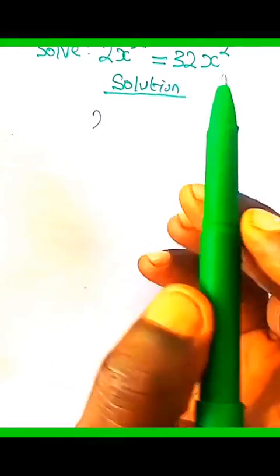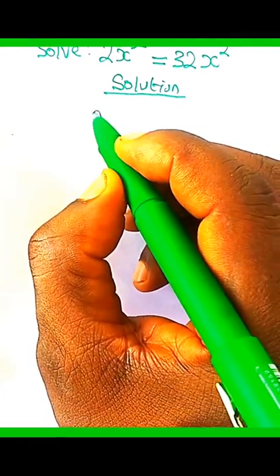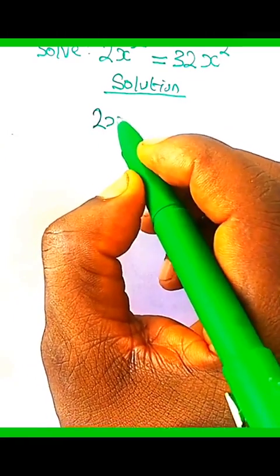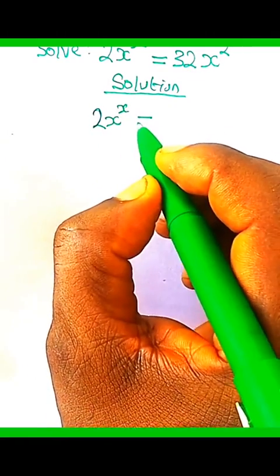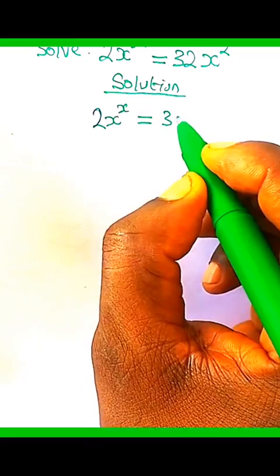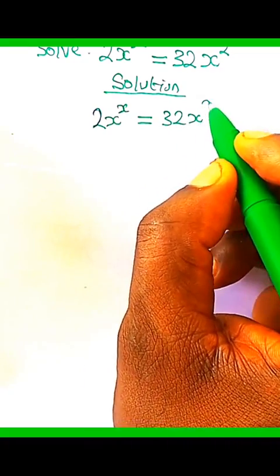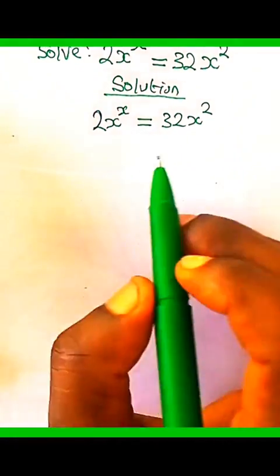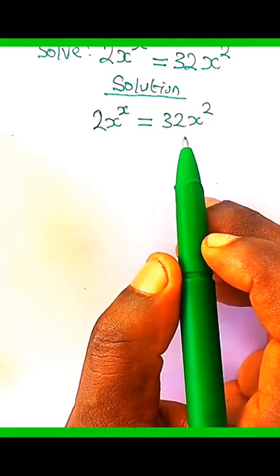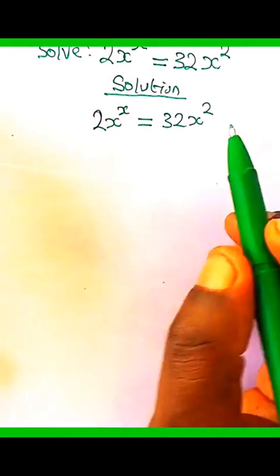Let us solve the Junior Olympiad question. The question is 2x^x = 32x^2. This question needs a different approach, so watch it to the end and see how it will be solved.